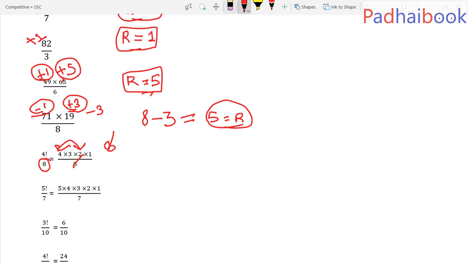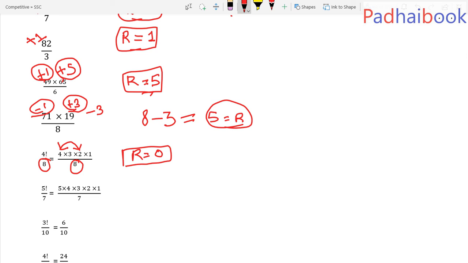Let me clarify this more clearly. We are dividing the above expression by 8. We are supposed to divide it by 8, but as we can see, when we multiply 4 by 2, we get 8 itself. Hence the factor is present in the numerator itself. Therefore the remainder will be 0 directly, because it is completely divisible. When the remainder is 0, we say that the number is completely divisible.